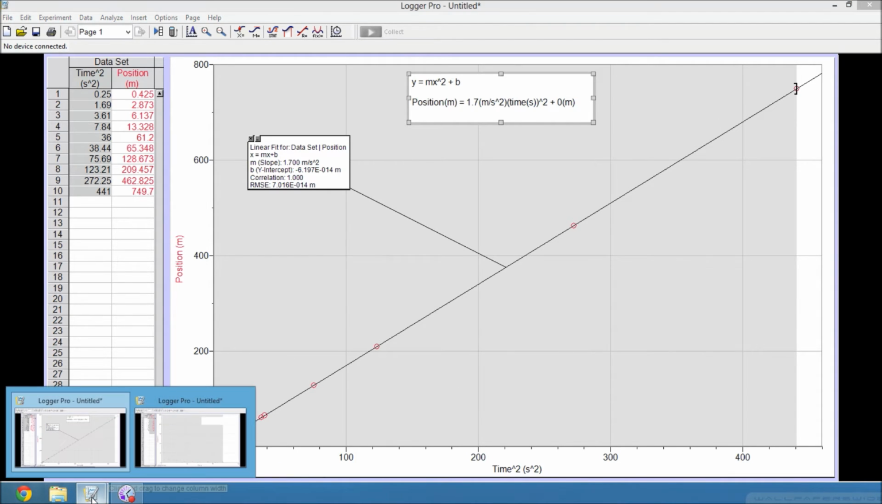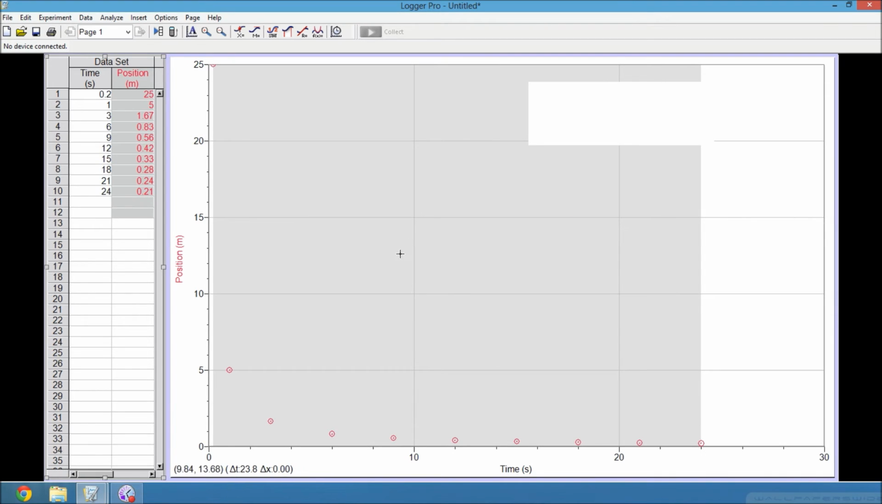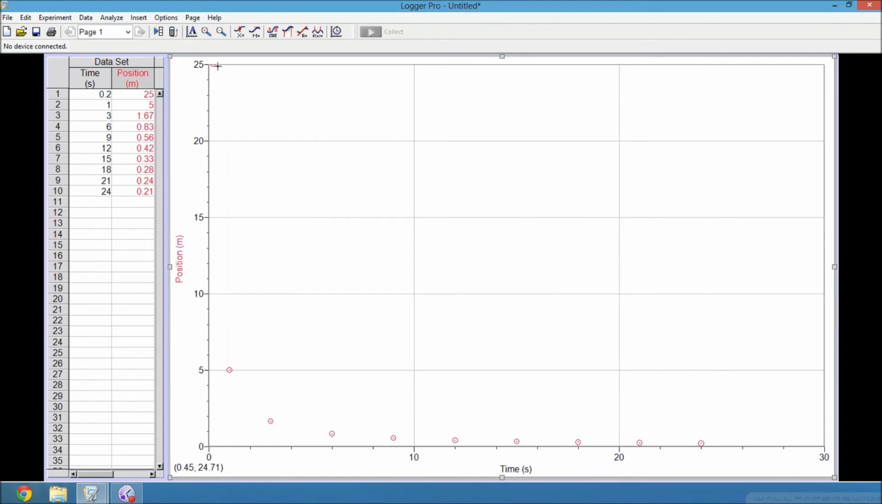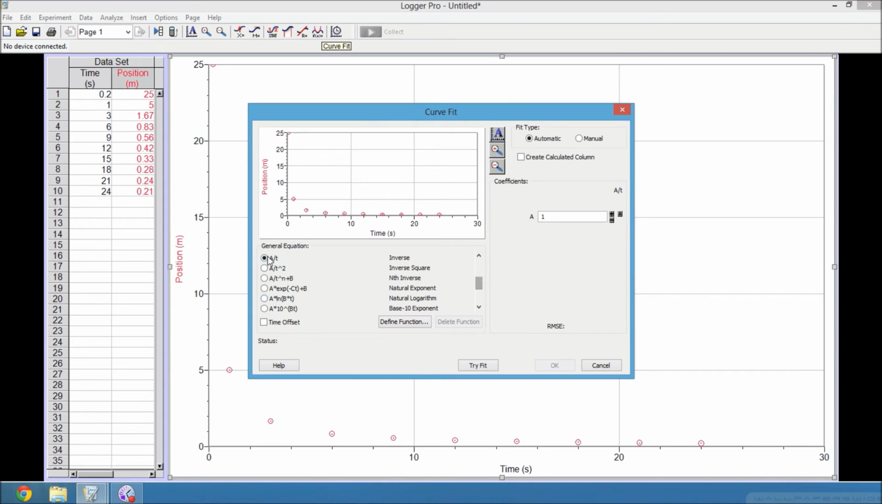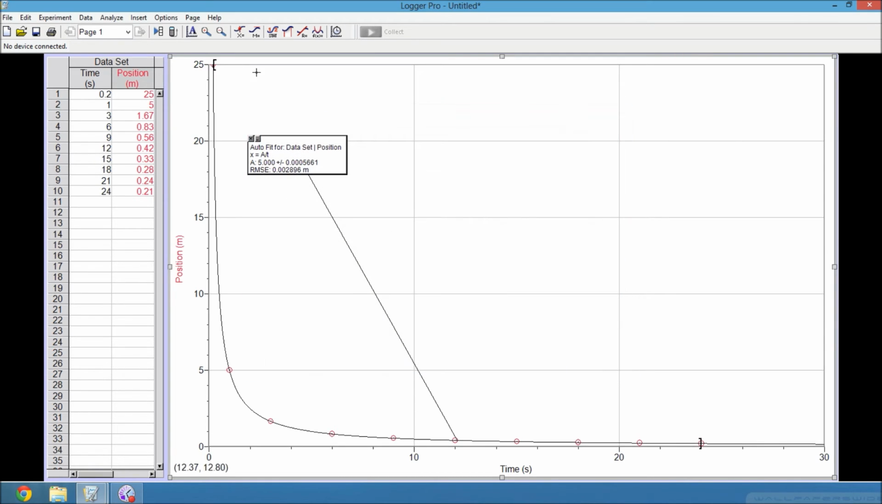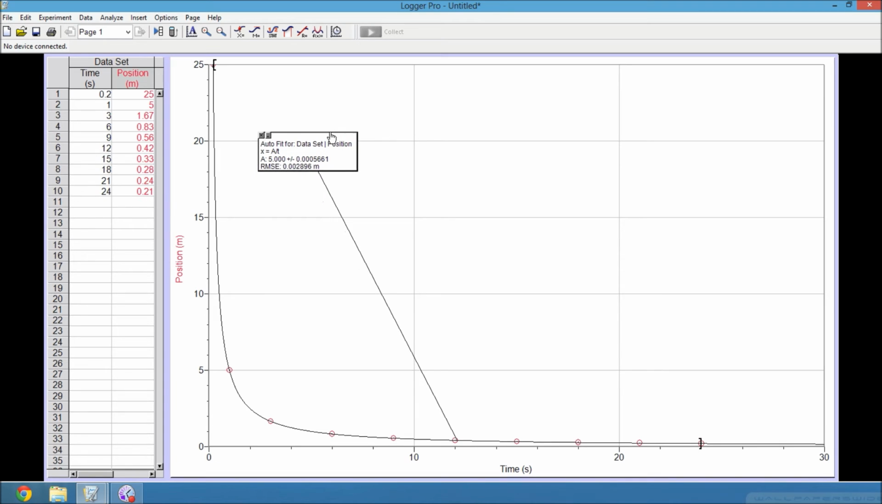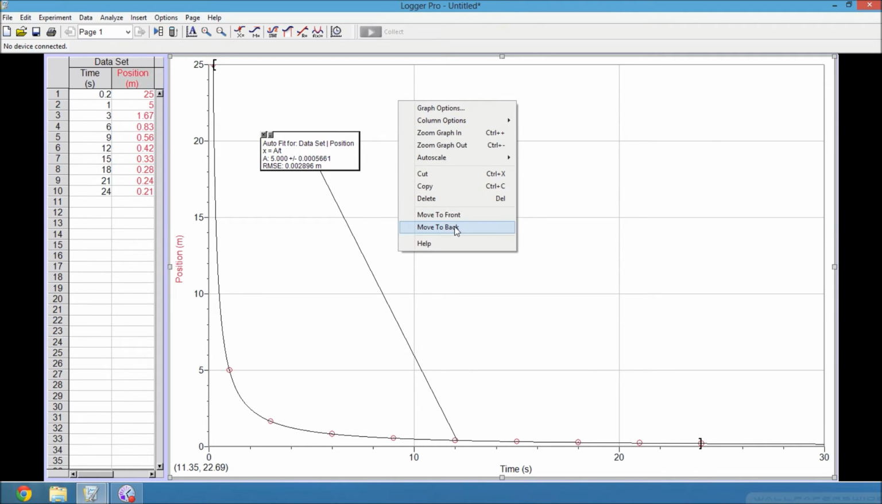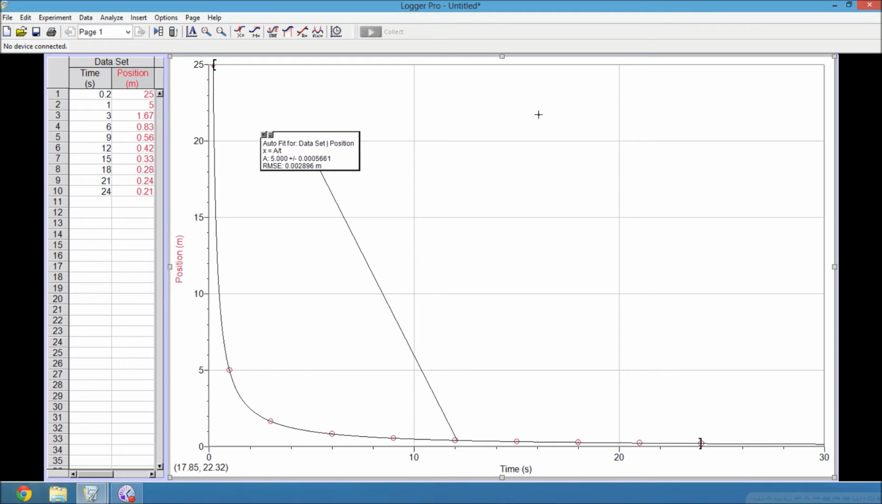I have one more example here to show you. So here's another graph, and this one looks like it is going to be inverse. So we'll curve fit this to an inverse. There's inverse right there. Go down a little bit and try fit. Fits perfect. And take note of this number right here, 5. We'll be coming back to that. And okay, and look, that's a perfect fit.